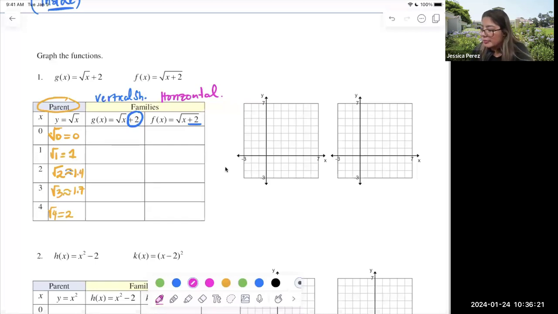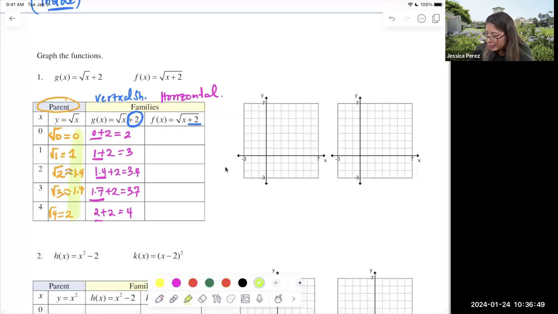Now what happens if I add a plus 2 on the outside? This is 0 plus 2. This is 1 plus 2. So we're using mama. This one is 1.4 plus 2, which is 3.4. 1.7 plus 2 is 3.7. And then 2 plus 2 is 4. Where am I getting these numbers from? I'm getting them from mama. See how 0, 1, 1.4, that's exactly what I'm using there.